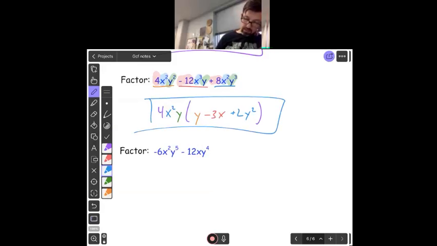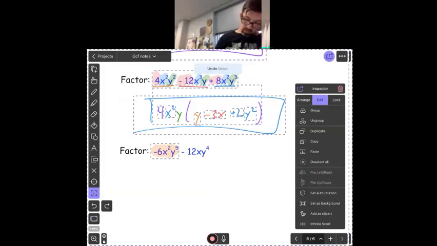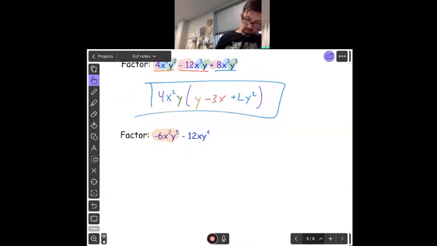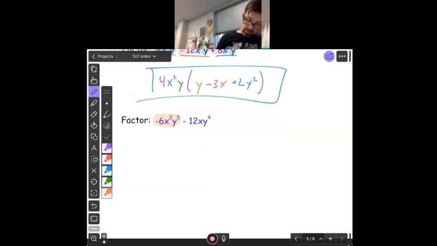All right, and the last one. So remember the trick for if that first term is negative, we've got to take out a negative factor. So I want to think about negative 6 and negative 12. What number goes in both of those? It's negative, no matter what it is, because negative first term. And what goes in 6 and 12? Well, 6 goes in both 6 and 12.